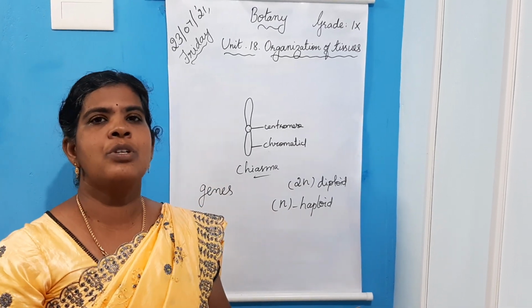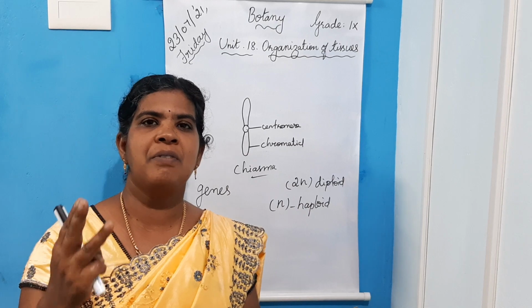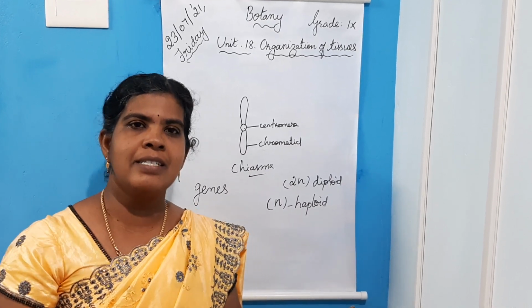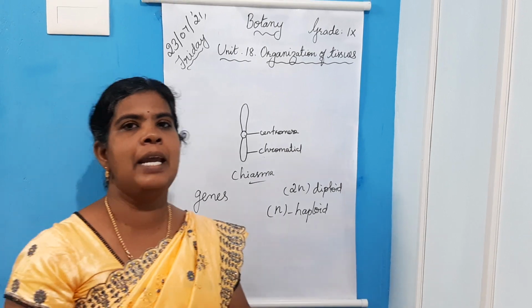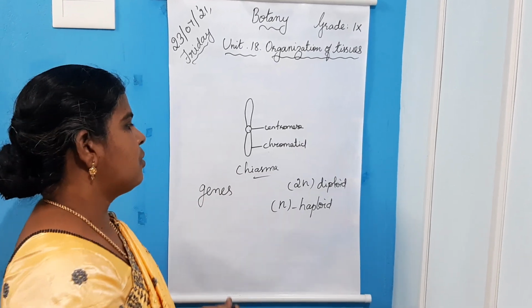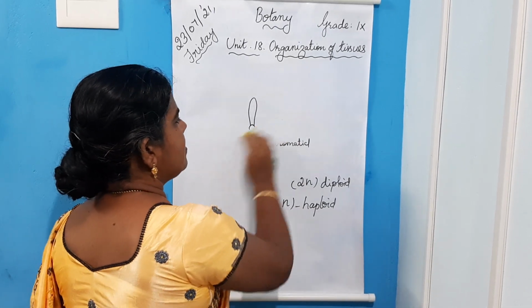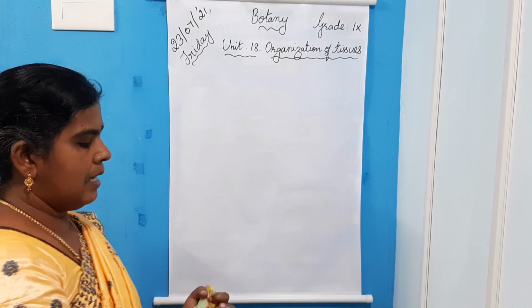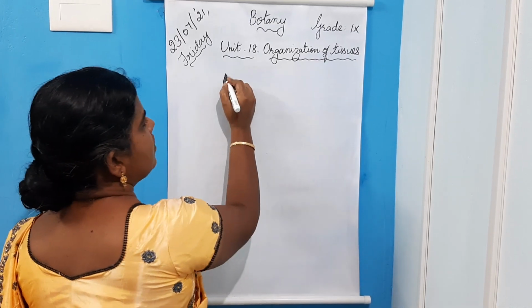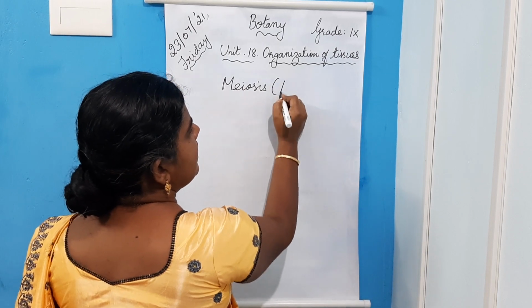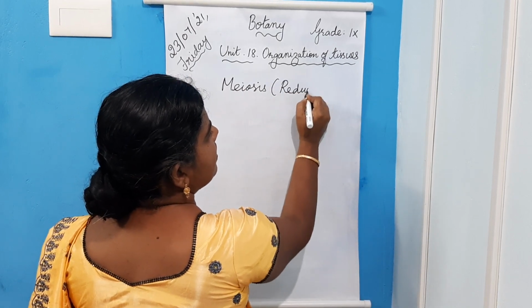Today, we are going to learn about the third type of division. The first two we have all already learned: that is mitosis and amitosis. Then the third type of cell division, what is it? It is meiosis. This third type of cell division that occurs in animal cells is meiosis. Meiosis is also called reduction division.